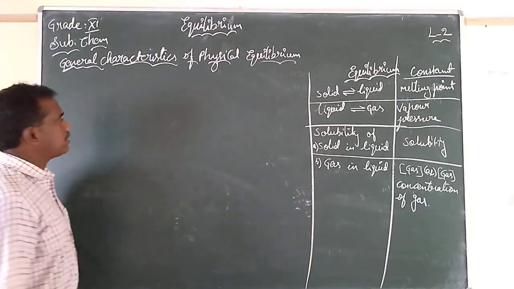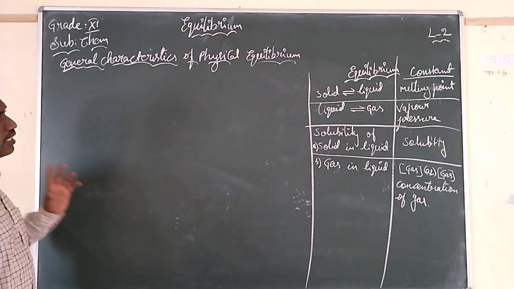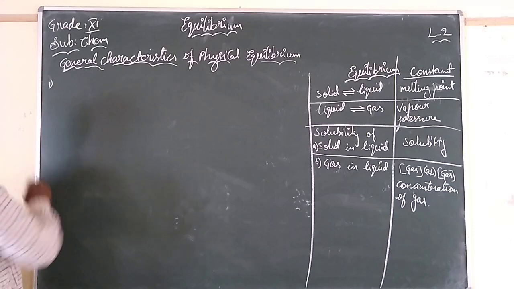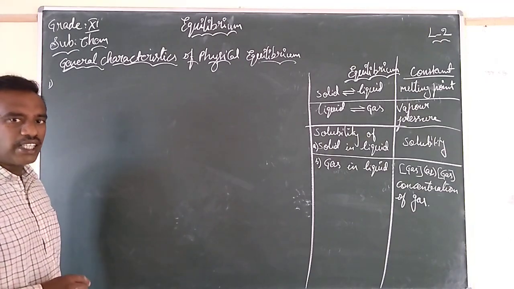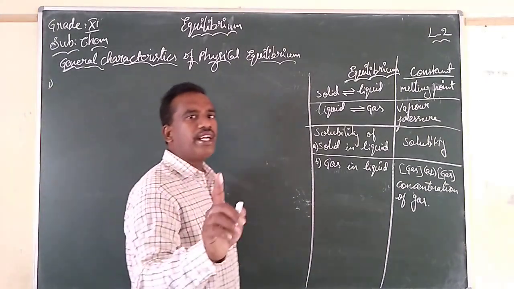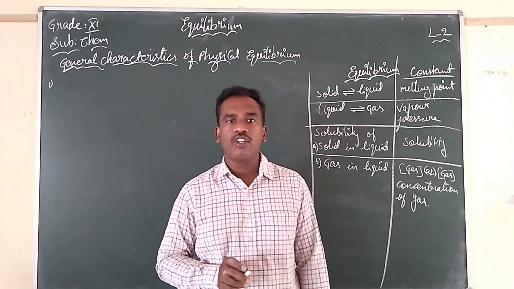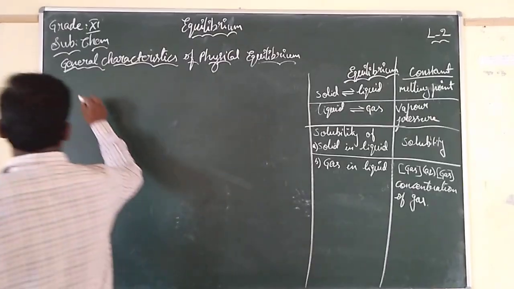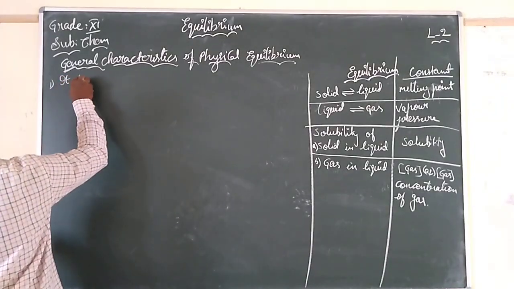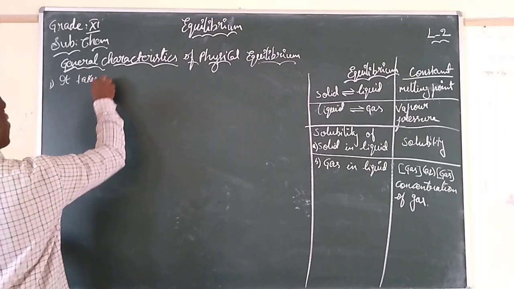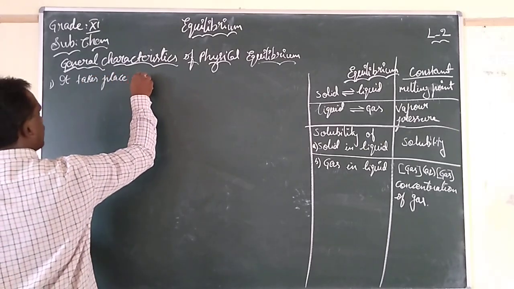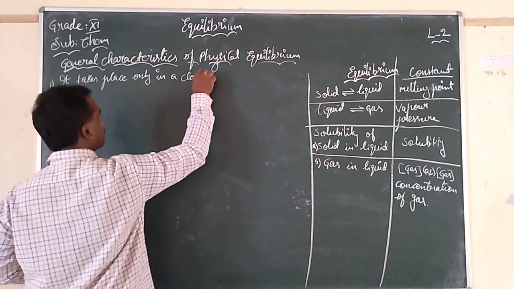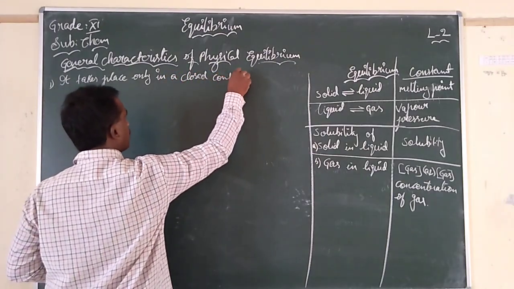So what is our present concept? Our present concept is general characteristics of physical equilibrium. At what condition does the physical equilibrium take place? The physical equilibrium takes place only in a closed container. So that's our first point. It takes place only in a closed container.